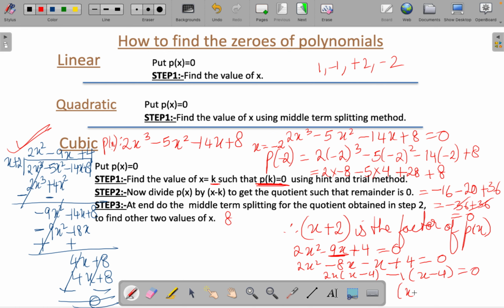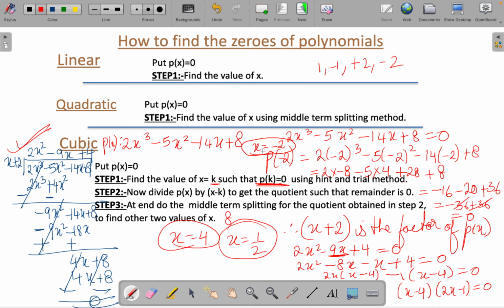So what are the factors? X -4 and 2x -1 equals to 0. So what is your answer? X is equal to 4 and x is equal to 1/2. So what are the three factors which we have got? X is -2, x is 4 and x is 1/2. Now when we talk about factors of a cubic polynomial, children, factor of a cubic polynomial is denoted by alpha, beta and gamma.